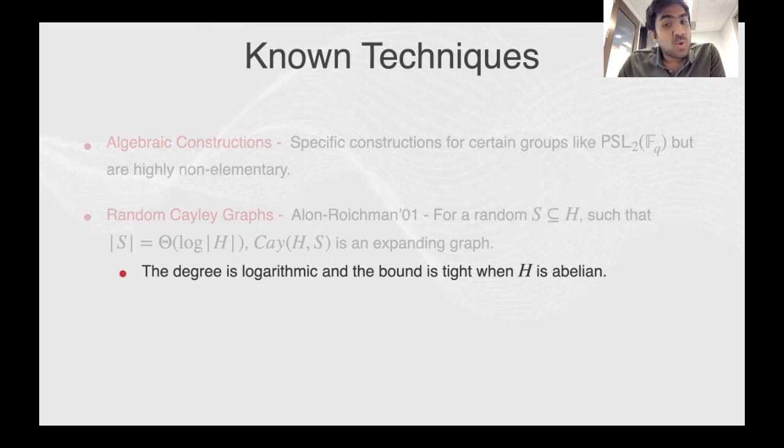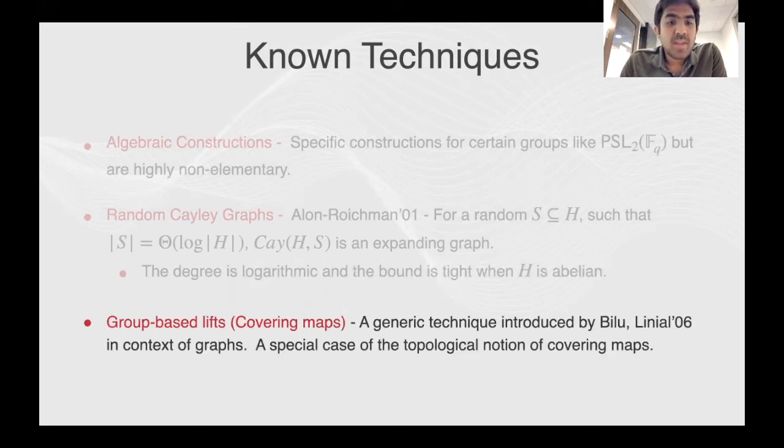And moreover, this bound is tight when the group is abelian, right? So of course, when the group is non-abelian, you have constant degree graphs, but when the group is abelian, like for example, the cyclic group that was used, like I mentioned in the earlier work on quantum codes, you cannot beat this, right? So this method isn't good enough for us.